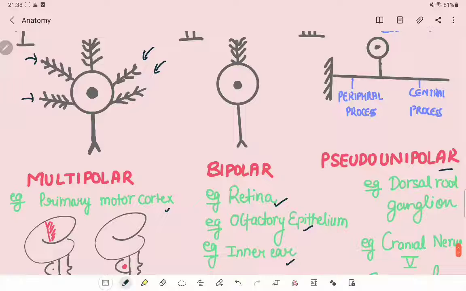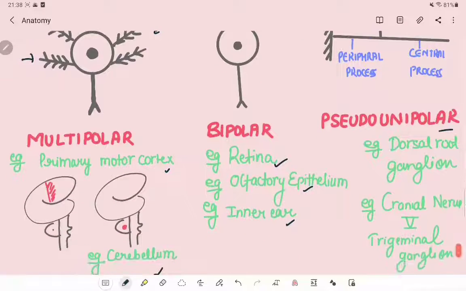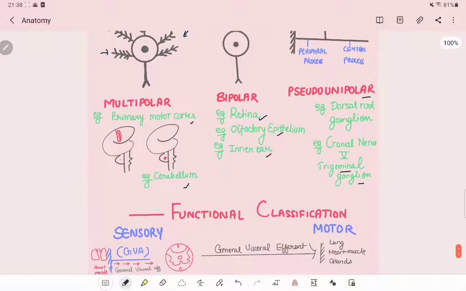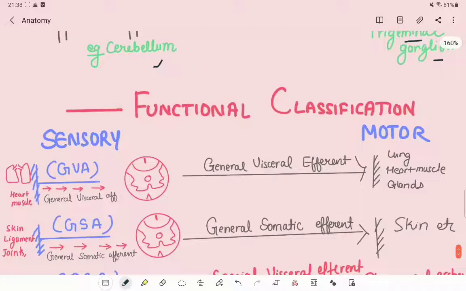The pseudounipolar neurons are located in the dorsal root ganglion of the spinal cord, and they are also located in the fifth cranial nerve ganglion, that is the trigeminal ganglion. This is the thing you need to remember, where the pseudounipolar neuron is located. Now let us see the functional classification of the neuron. On the basis of function, they can be classified as sensory neurons, motor neurons, and a third category as well, which is the interneurons.